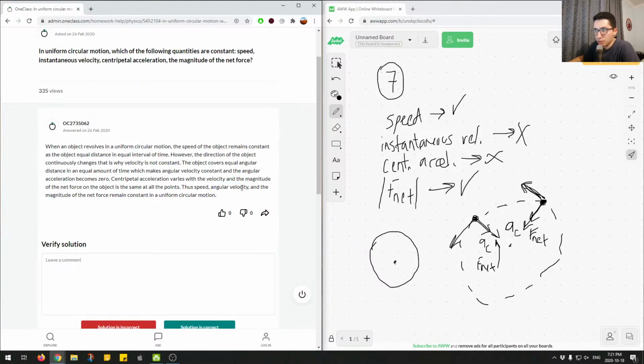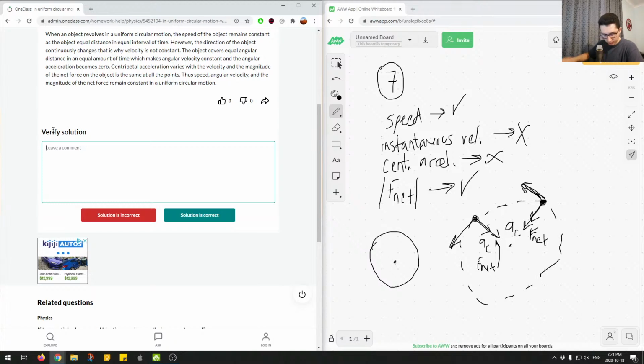So angular velocity we're not really asked for, but this is also true. The angular velocity is constant, magnitude of net force is constant, and speed is constant. So we'll mark this as correct. Correct answer. Great work. And let's move on to the next question.